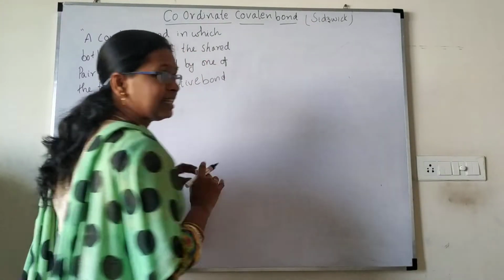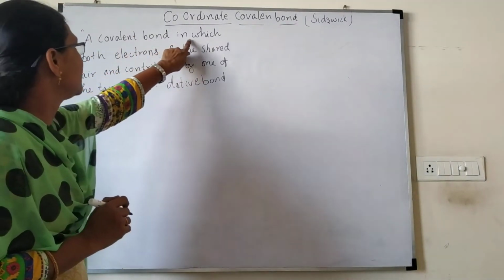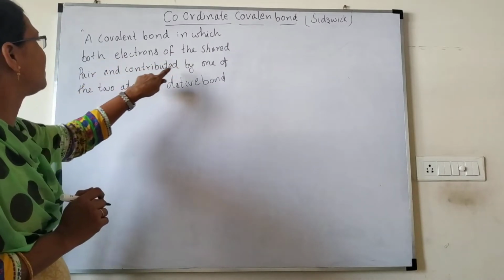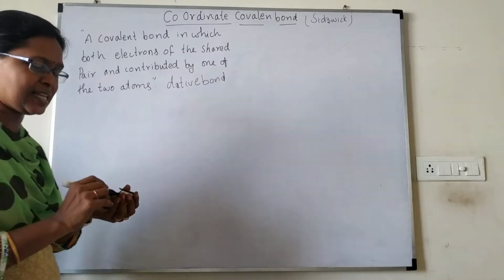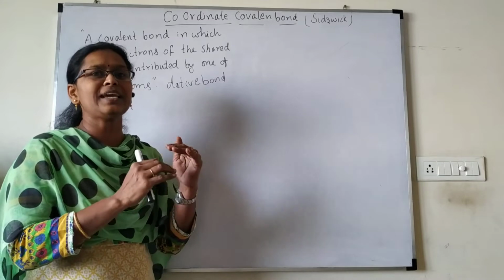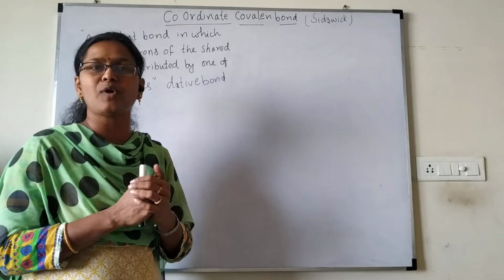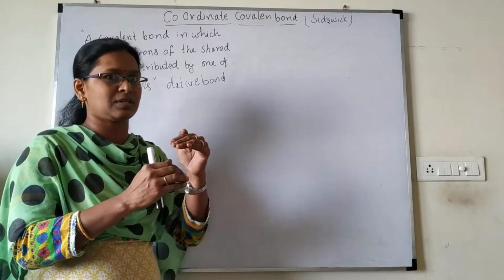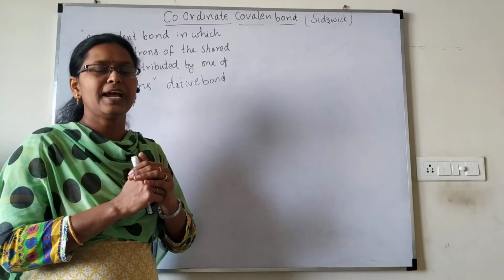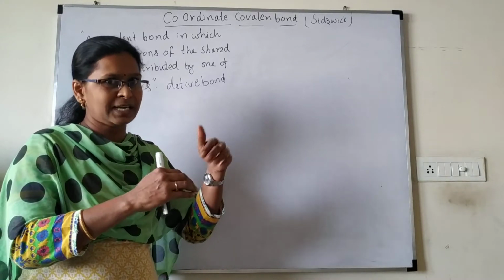Okay, so what is the definition of this one? A covalent bond in which both electrons of the shared pair are contributed by one of the two atoms. For example, we have two friends here, A and B. A is having some money, B is not having money. Both of them want to go to a movie. What will they do? Completely sponsored. A will give the complete money for the tickets and B will go simply with A's money, with A's ticket, right? That is coordinate covalent.